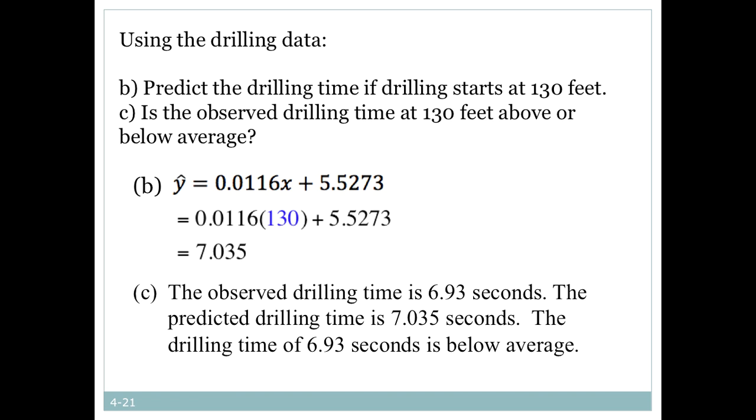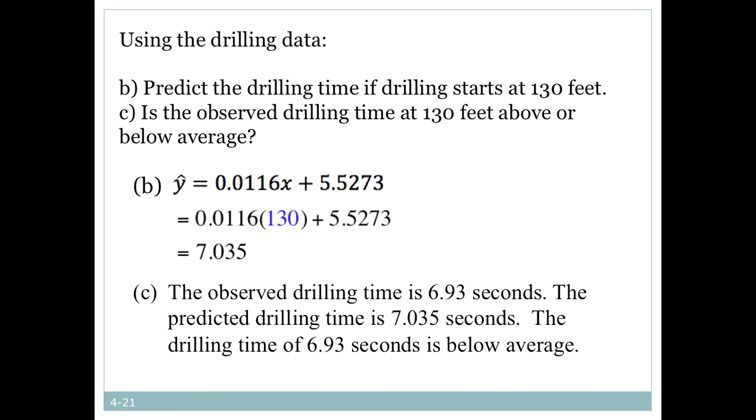So if we want to actually use our nice little regression equation that we created, we can use it to predict different values. Let's say, for example, that we want to predict the drilling time if drilling starts at 130 feet. All we need to do with our 130 feet is plug it in for x, because we know that x stands for the depth at which the drilling begins. So if we take our equation here and plug 130 in, multiply that by our slope, and add on our y-intercept, we're going to get 7.035.